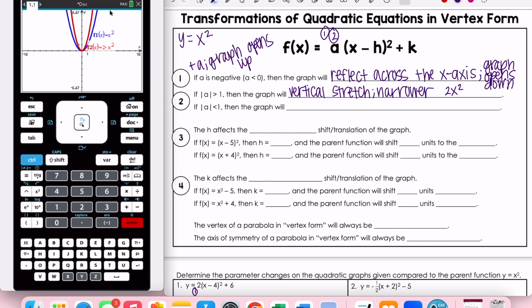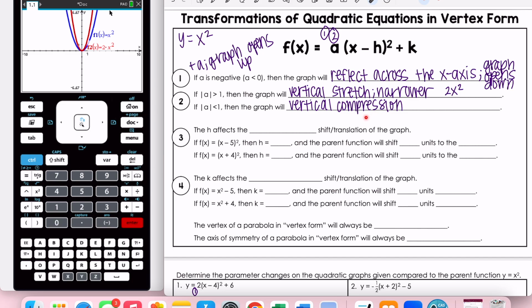Now, if a is less than 1, your graph will be vertically compressed. This is called a vertical compression. And what I like to think of to remember that it is a vertical compression is the phrase "less compress." So less has that ESS in it, and so does compression.